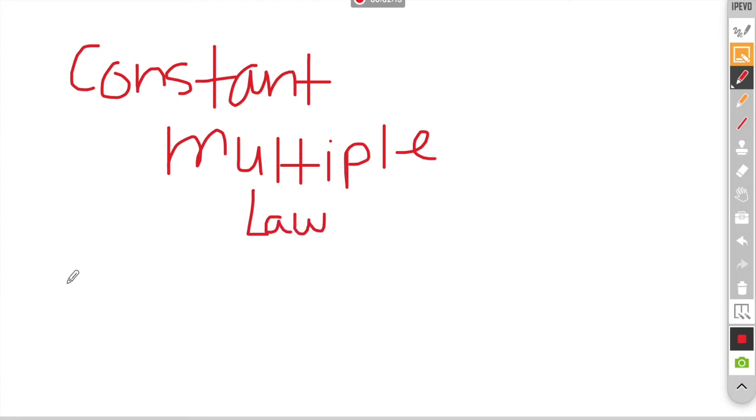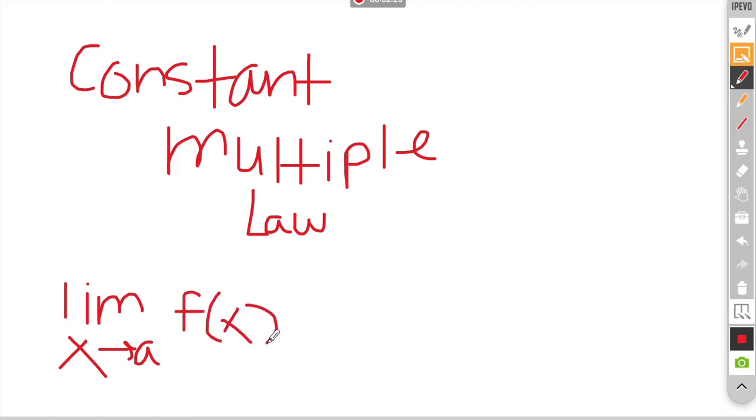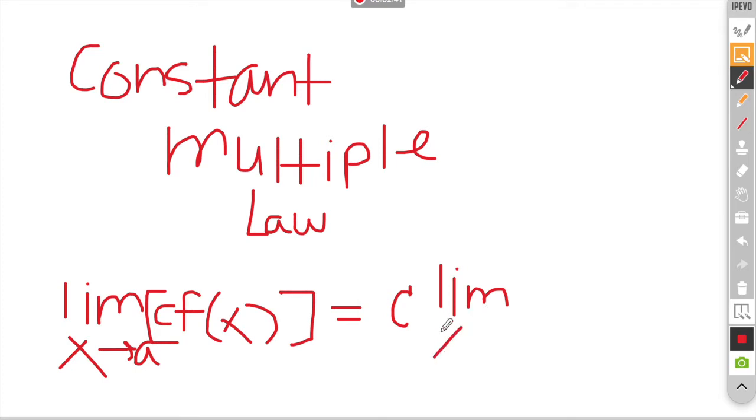So if you were focusing on the constant multiple law, let's say we have a limit as x goes to a for f of x, but we also have a c in front of it. That c represents a constant. If you're given this type, you just put this constant in front of the limit, and then you can just do the limit of f of x. You don't need to worry about the constant. You can just keep it to the side.